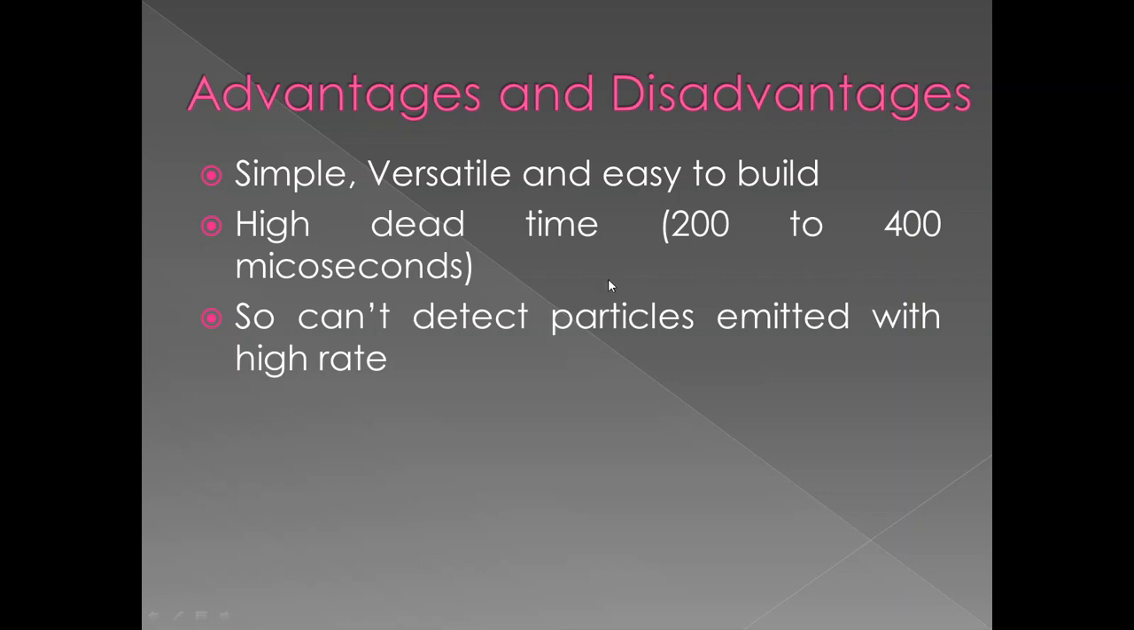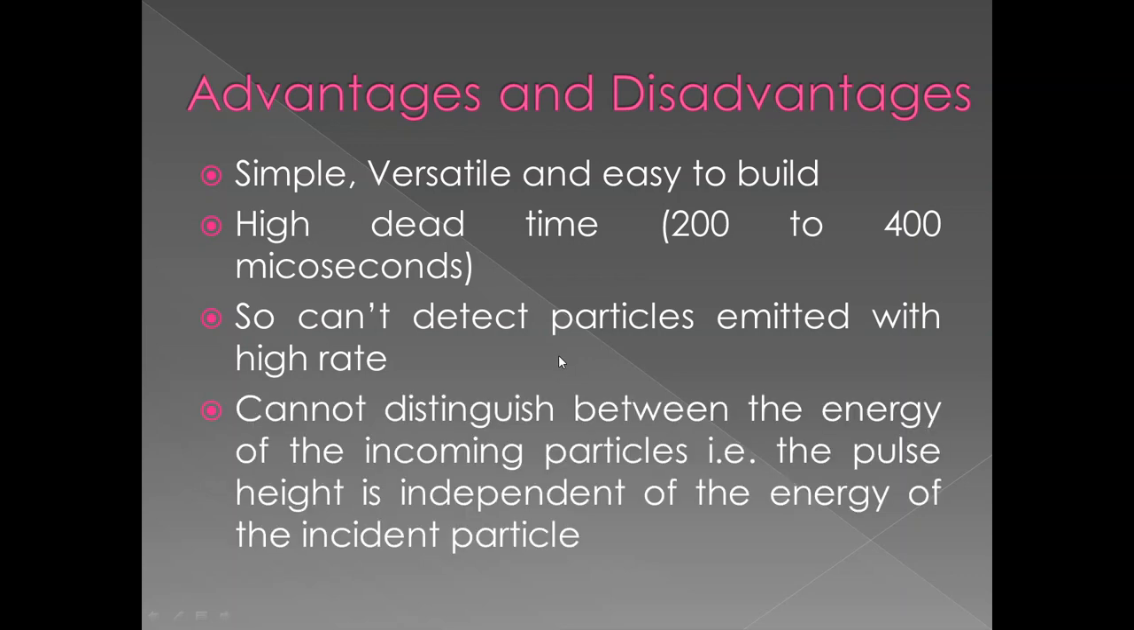So if particles are emitted within its dead time, it won't be able to detect the two particles which are within the period of the dead time of the GM counter. It won't be able to detect them as separate particles. That means for sources having high rates of emission, it will be difficult to use a GM counter. Also, it cannot distinguish between the energy of the incoming particles, that is, the pulse height is independent of the energy of the incident particle. So these are the primary disadvantages of a GM counter.